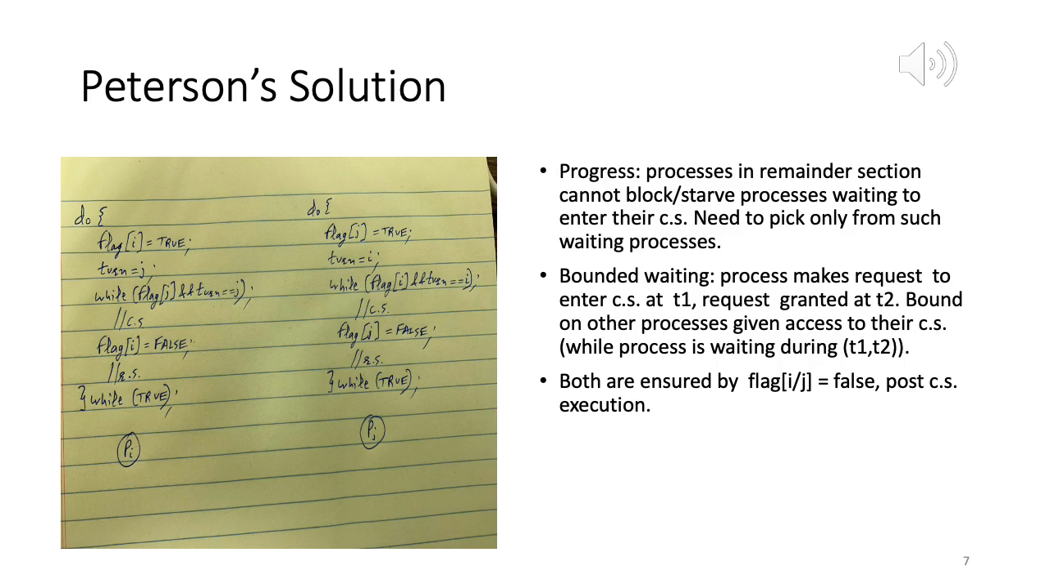And the other thing we are seeing is bounded waiting, which means that when a process makes a request to enter its critical section, let that time be t1 and let t2 be the time at which its request is granted. So t2 minus t1 is what? The time that the process is waiting to enter its critical section.